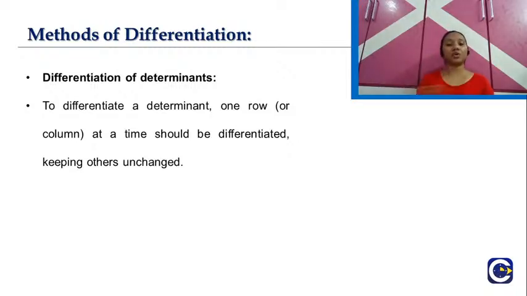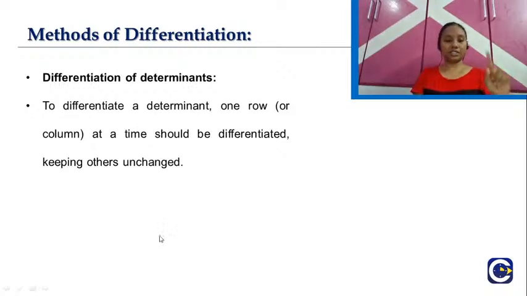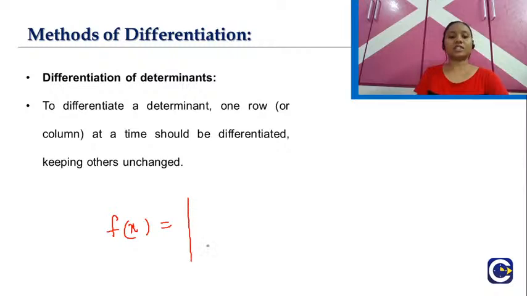If you want to go by rows, it's fine. If you want to go by columns, that's also fine. But whenever you do this, you have to take only one row at a time, or one column at a time. So the condition to differentiate a determinant is that we take a complete row or column at a time to differentiate, and the remaining rows or columns are kept unchanged. So let me take an easy determinant. Let us take a function f of x. We'll just take a 2 by 2.